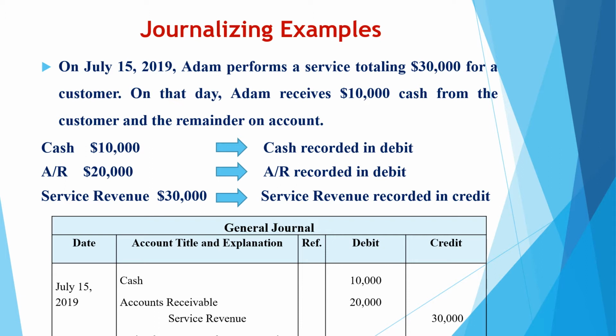This example is a case of a compound entry since it involves three accounts: the cash, the accounts receivable, and the service revenue. A final note regarding journalizing: in the journal entry we do not use the dollar sign. We put the amount as it is without the dollar sign.